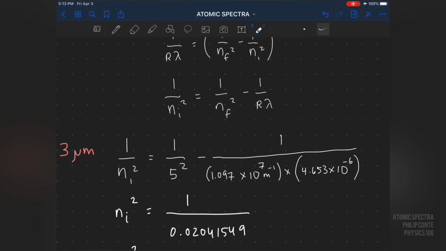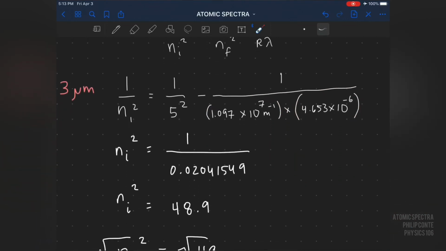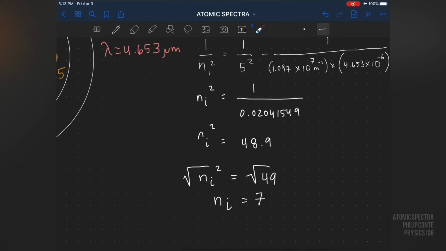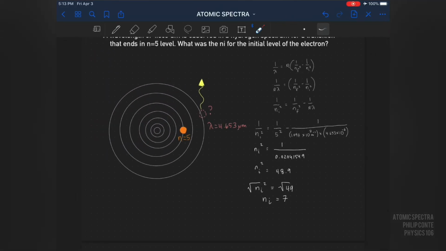In this case, we know lambda, and of course we know the Rydberg constant. We continue to go through the math, and we end up with the answer of 7. This means that the electron was originally at level 7, then a photon with a wavelength of 4.653 is emitted from the electron. This is the precise amount it needed to release in order to drop down to level 5. So that's one example of how you can use that equation to figure out problems that pertain to atomic spectra.